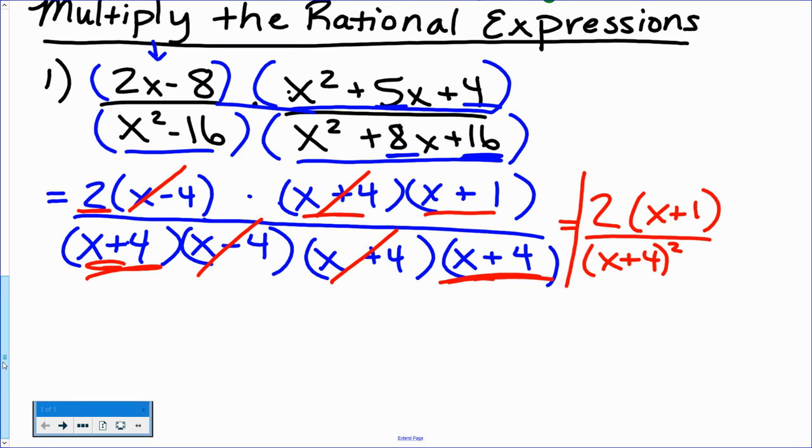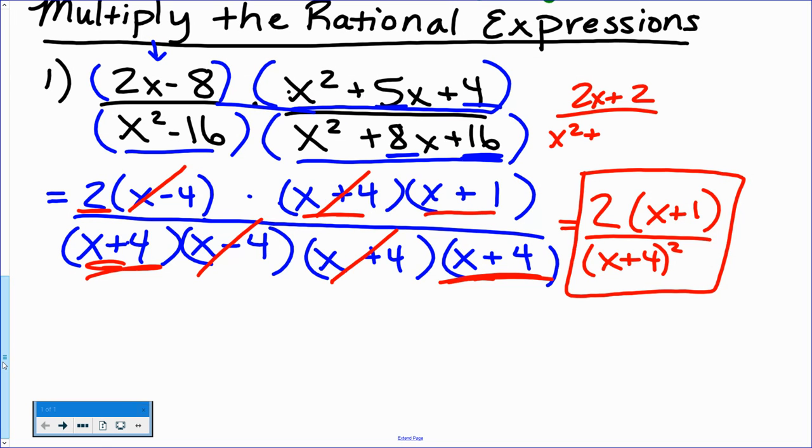There are no common factors remaining. You do not need to distribute this. Some students will want to write 2x plus 2 over, if I square that, x squared plus 8x plus 16. Some students will want to write their answers like that because they get so used to multiplying things out. You do not have to do that. And honestly, I don't know if Math Excel is going to accept that answer. This is considered the simplified form.